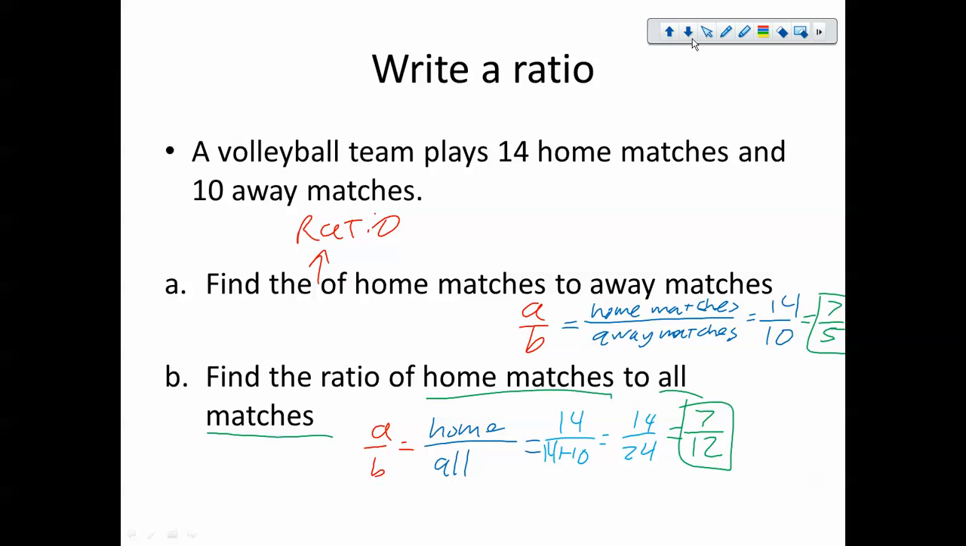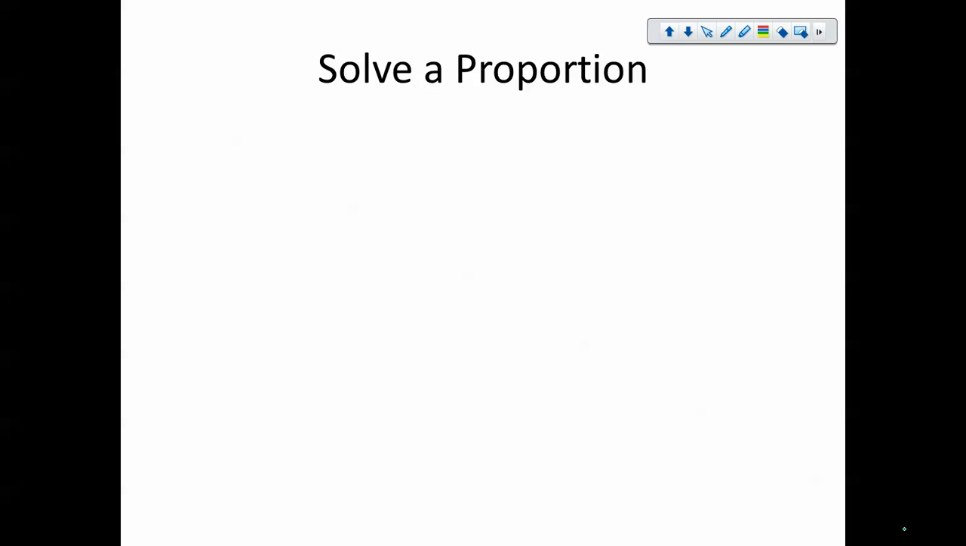So that's writing ratios. Next, we want to solve a proportion. Let's take 2 ratios and set them equal to each other, and we're going to do this one without context. We're going to say 11 over 6 equals x over 30. This is like what we did before: the 1 inch to 10 feet is the 2 inches to 20 feet. Except what we need to do is find the value for x that makes the proportion work.